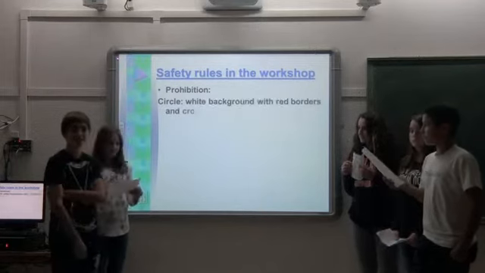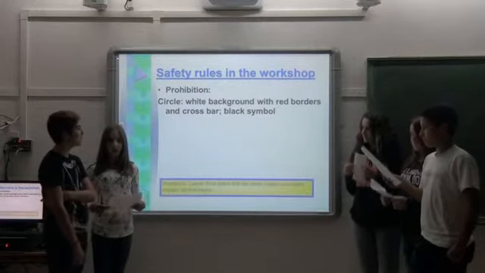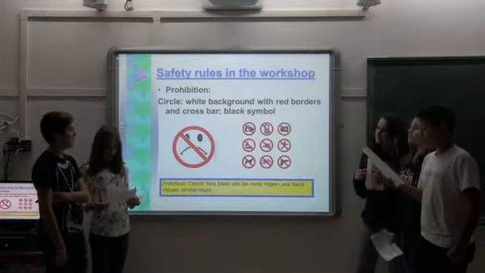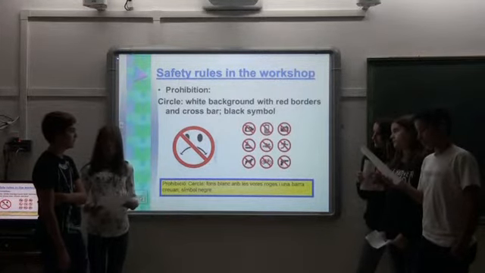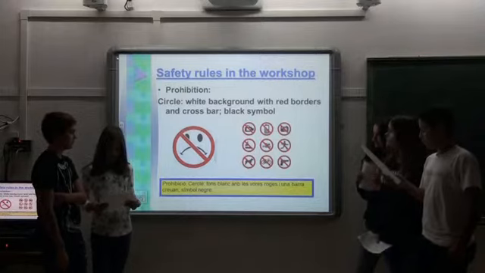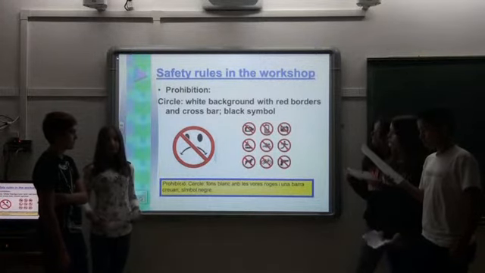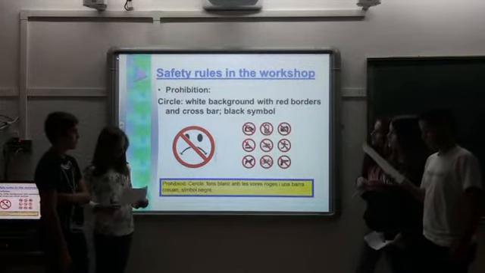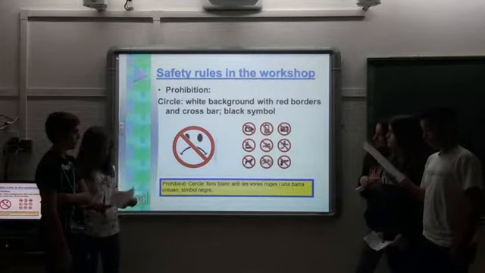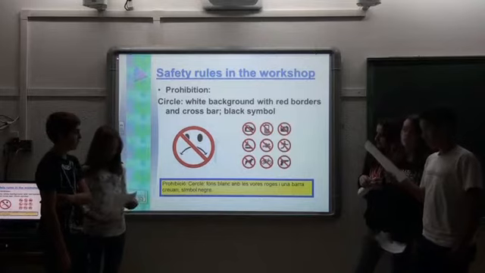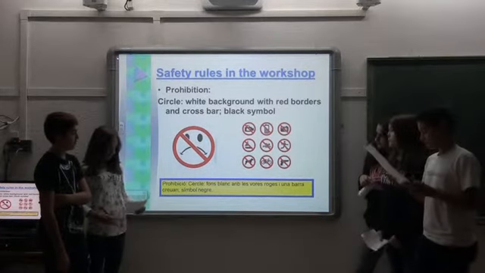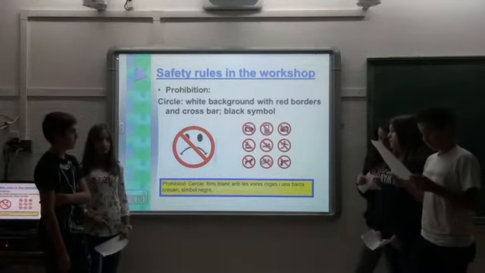The prohibition sign is a circle with a white background and red borders, a red line through the middle of the circle and a black symbol. This means that you must not do certain things in this area. In the example, there is a sad face, and it means that in this area it is prohibited. Here we have some more examples of prohibition signs.